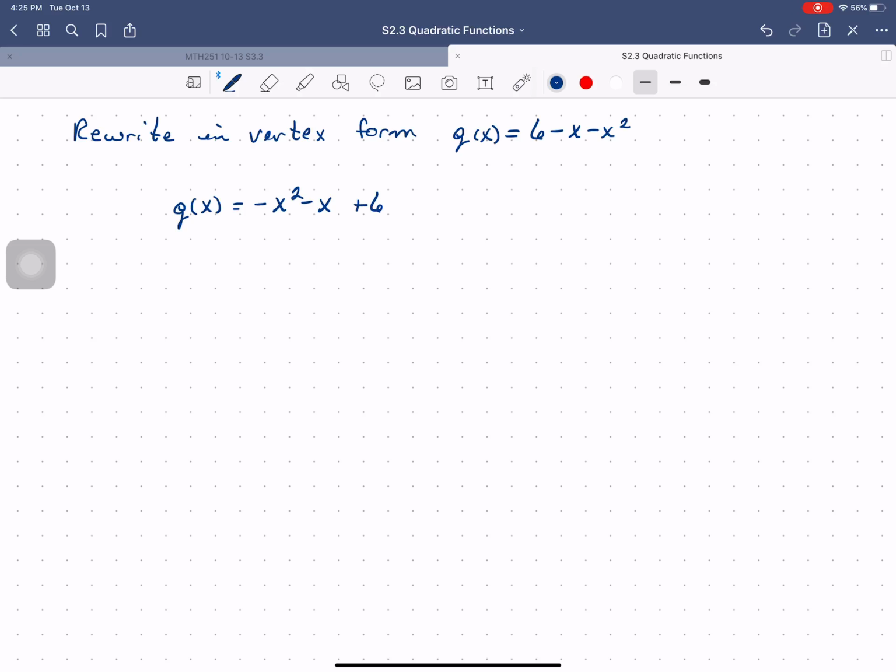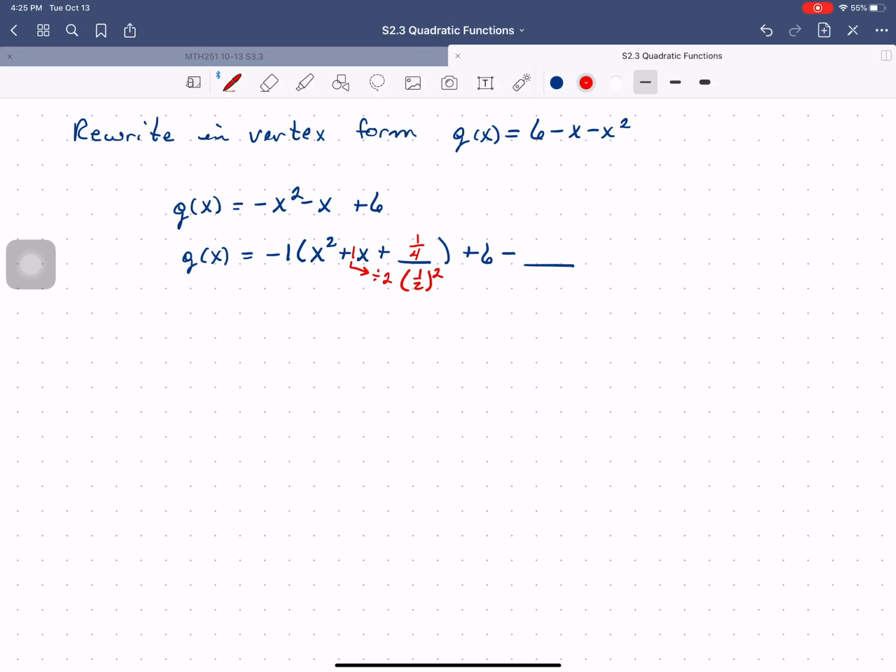Now I can see I've got a negative 1 for my leading coefficient. So I'm going to factor that out of just the x's. So that's negative 1 times (x squared plus x), and I'm going to add plus 6 on the outside. And if I add something, I need to subtract something. So what am I going to add? Well, I'm going to take this 1, because there's a 1 here, and divide it by 2 and square it. So 1/2 squared, which is 1/4.